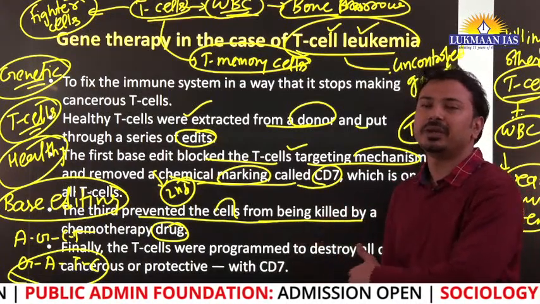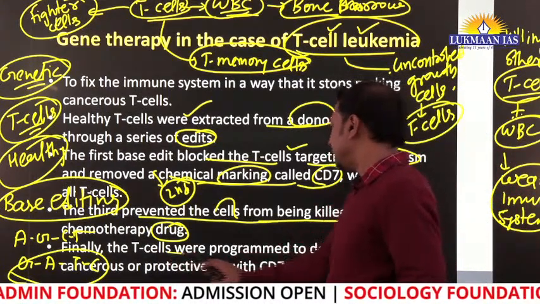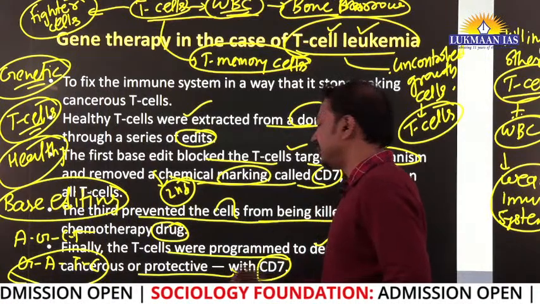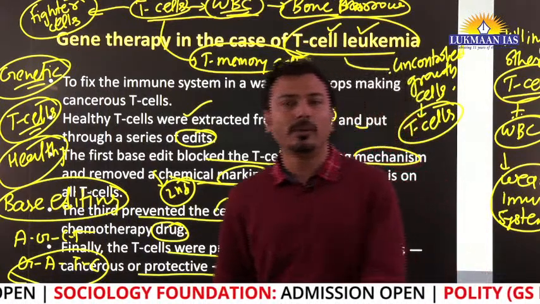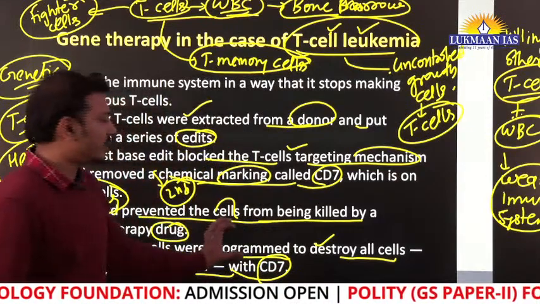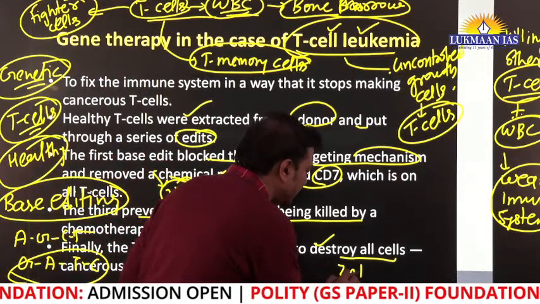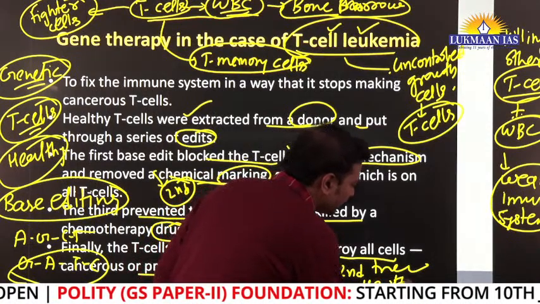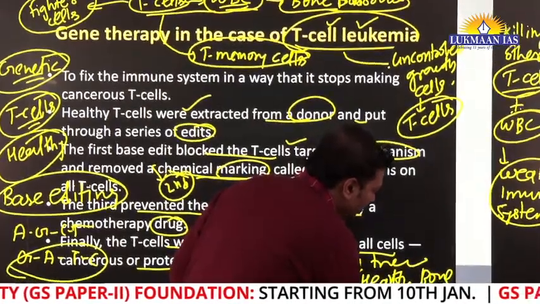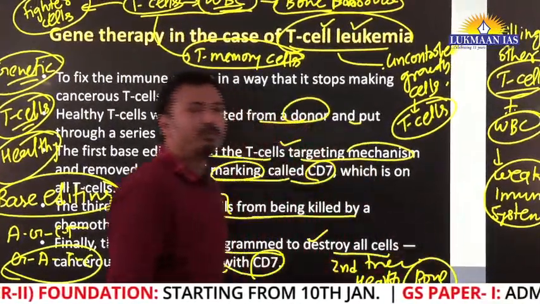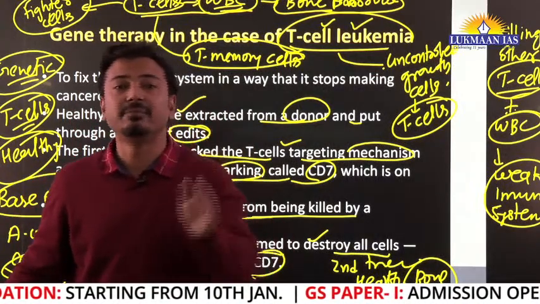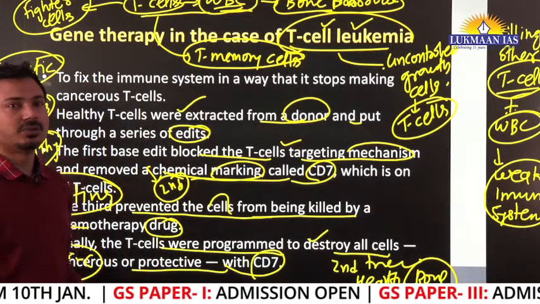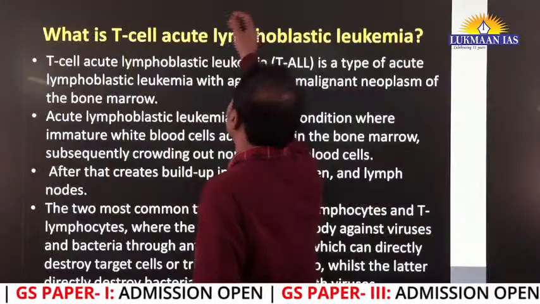So all these things were required, and thereafter the T cells were programmed to destroy all cells that are cancerous and protected with CD7 as marking. Whichever cells those were, it will destroy all of them, and there can now be a second treatment where a healthy bone marrow transplant will be done, which will now boost the patient's immune system. This is how we have to understand it. Understood? This is how it is going to treat the cancers.